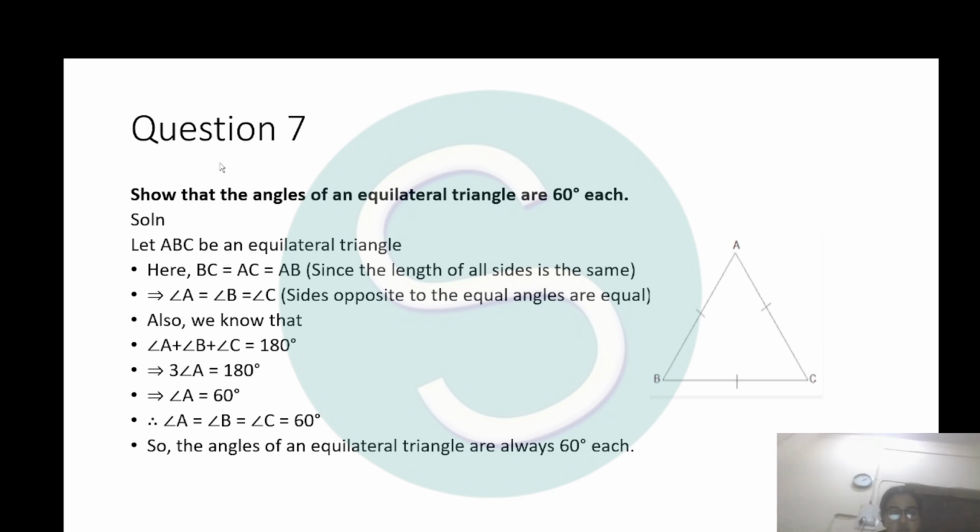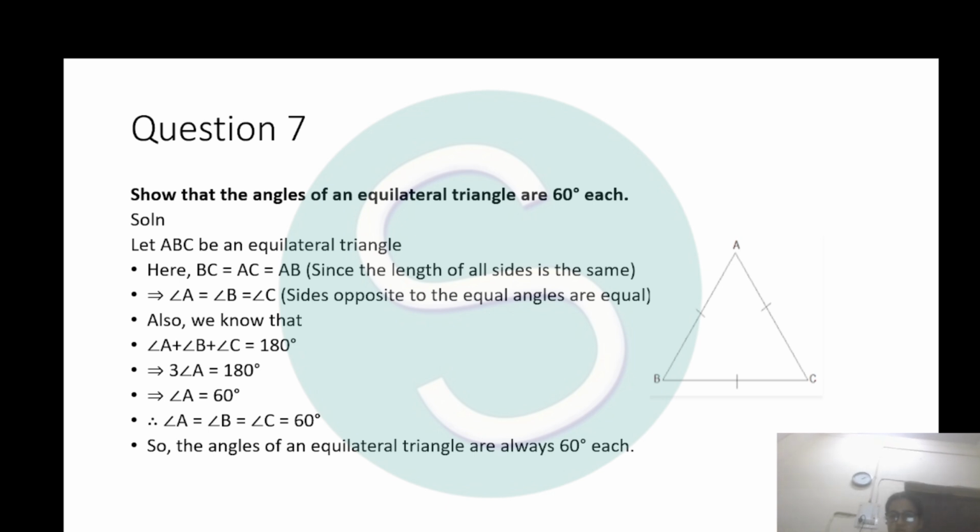Next question is, show that the angles of an equilateral triangle are 60 degrees each. So in this we have to prove that if ABC is an equilateral triangle, then each angle, that is angle A, B and C, all three are 60 degrees. So how can we show that? Firstly, consider ABC as an equilateral triangle, that is AB equals AC equals BC. Since these three sides are equal, then three angles are also equal. So let me explain how this is.